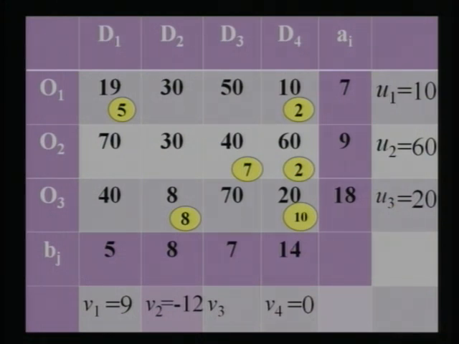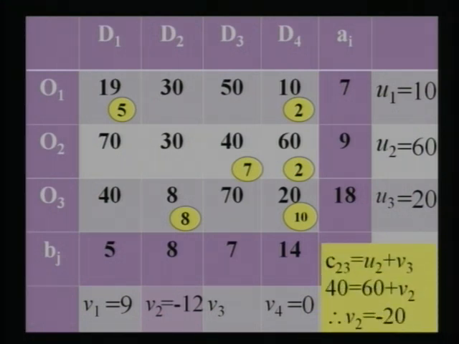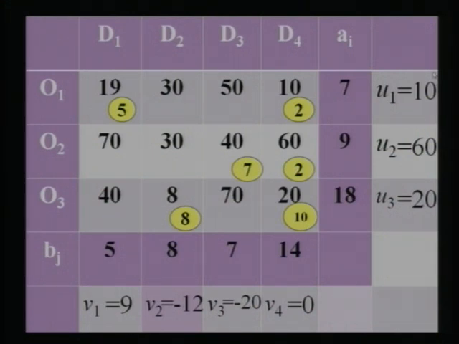Now only remains to calculate V3 value. To calculate V3, in this column we can see only this one occupied cell. To calculate this, the cell 2, 3 is to be used. So cell 2, 3, the formula will be C23 is equal to U2 plus V3. What is C23? 40. What is U2? 60. So V3 is equal to minus 20. By mistake it is written V2, but it is V3. So V3 is minus 20. So we have calculated the values of all shadow variables U1, U2, U3, V1, V2, V3, V4. So this step is over.